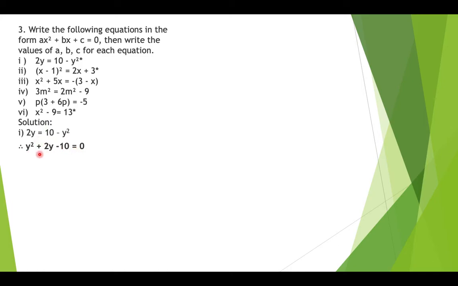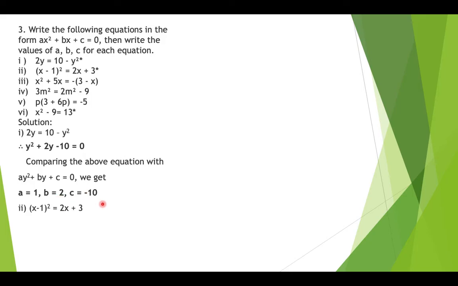So we get y square plus 2y minus 10 is equal to 0. Comparing this equation with the standard form, that is ay square plus by plus c is equal to 0, we get a is equal to 1, b is equal to 2 and c is equal to minus 10. Similarly, now we go to the second question.